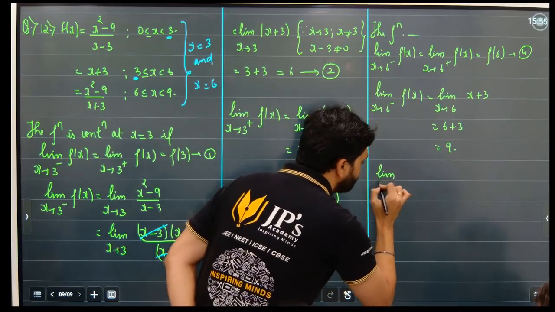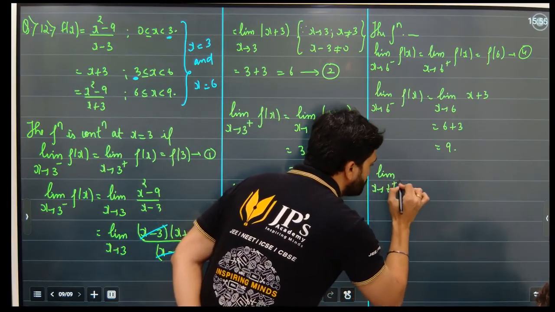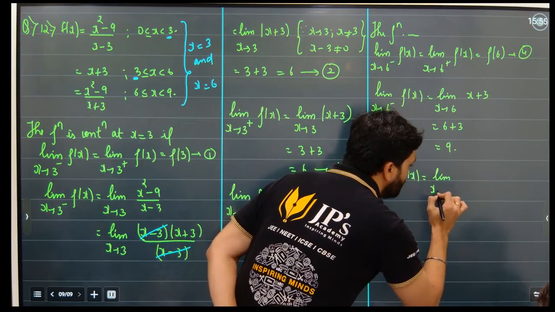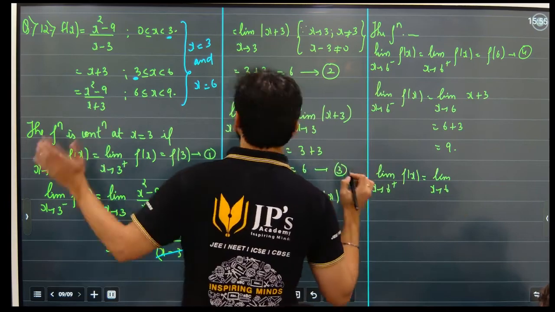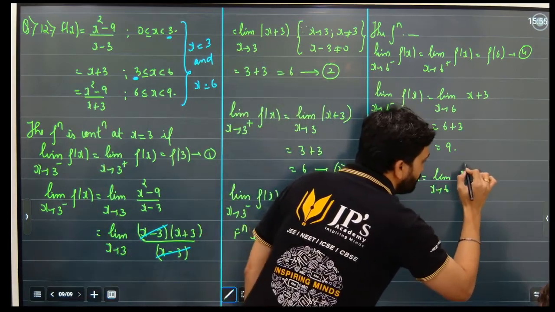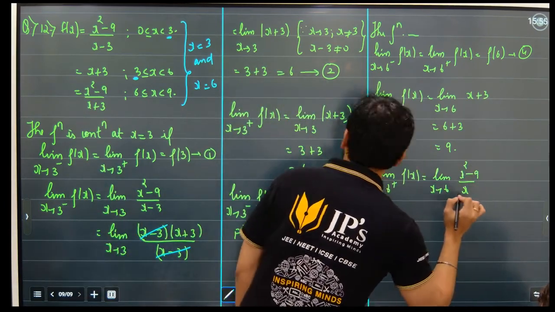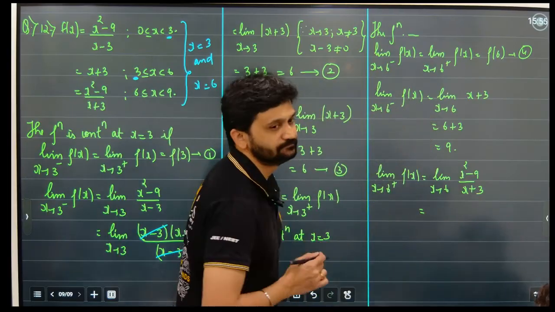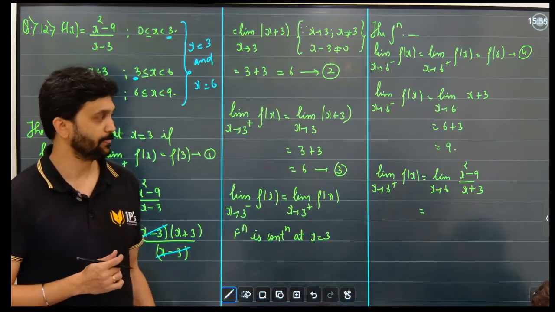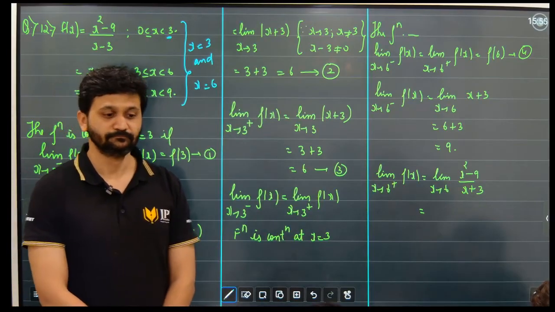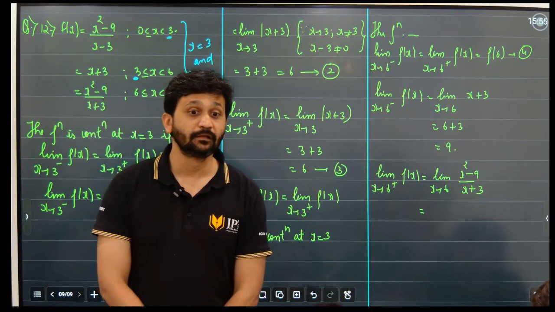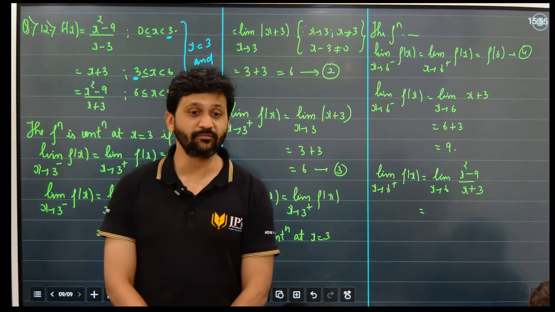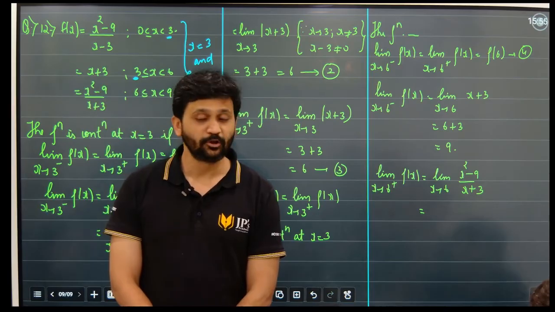And limit x tends to 6 plus f of x is equal to limit x tends to 6. This will become x square minus 9 upon x plus 3. Can anyone tell me how will I solve this? How will I solve this? I can directly substitute the value of x. Can you tell me why? Because the denominator is not becoming 0.